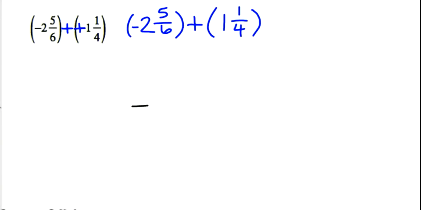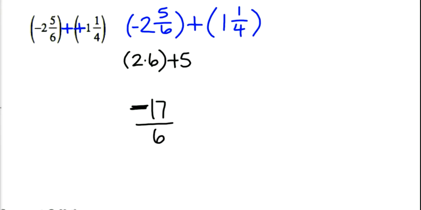So I'm going to write my negative down here, but when I change my number into an improper fraction, I don't use my negative, right? It's just telling me that my number is negative. So I'm going to have 2 times 6 plus 5. Notice that I did not write negative 2 times 6. It's just 2. My negative is going to be down here in my answer. So 2 times 6 is 12. Plus 5 is going to be negative 17, and my denominator is going to stay the same.